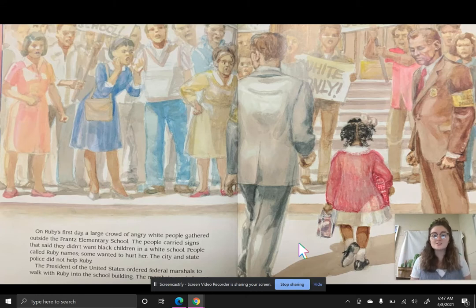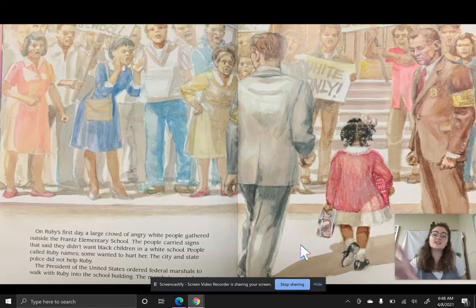We're going to pause. Who are the other characters that we learn about on this page? Tell me in the puzzle. So this page introduces us to the mob of white people, to the large crowd of white people that are angry. And it also introduces us to the marshals that walk Ruby into school. Now I want you to think, what is another action that we see on this page? What is another action that Ruby is doing on this page? Tell me in the puzzle. She is walking to school for the first time.